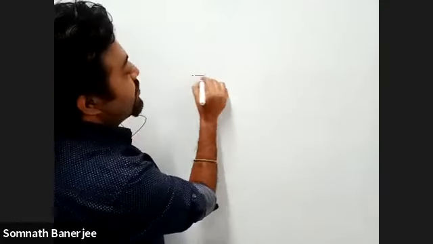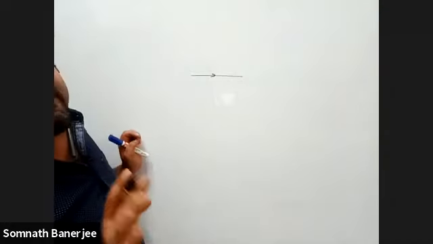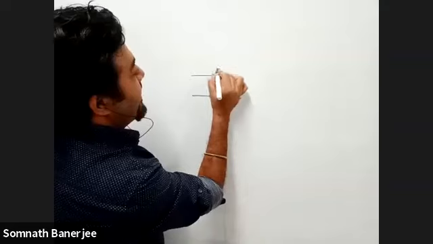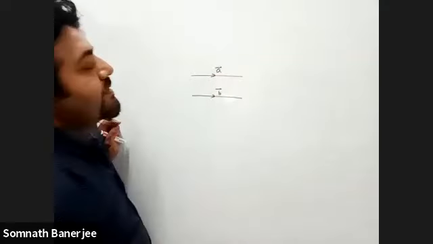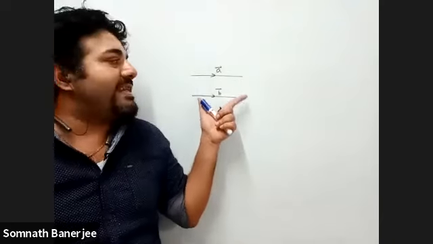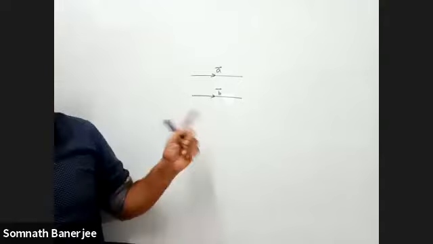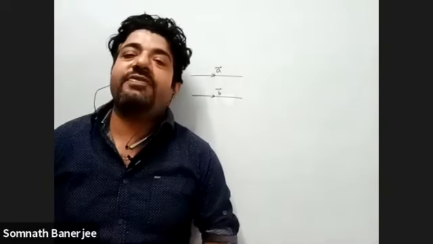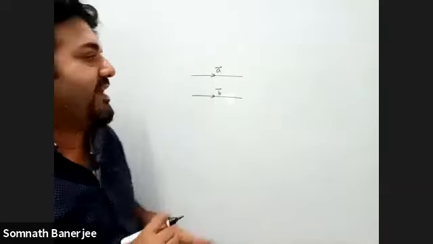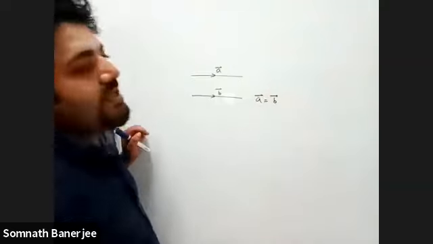What do you mean by equal vector? Just listen, and then I will send you the PDF file also. Suppose A and B are two vectors. Two vectors are said to be equal vectors if their magnitude is equal and they are in the same direction. I repeat, two vectors are said to be equal vectors if their magnitude is equal and they are in the same direction. Then we can say vector A and vector B are equal vectors.